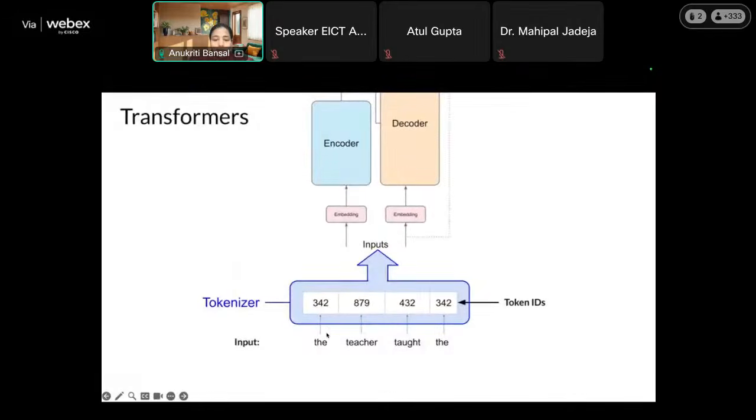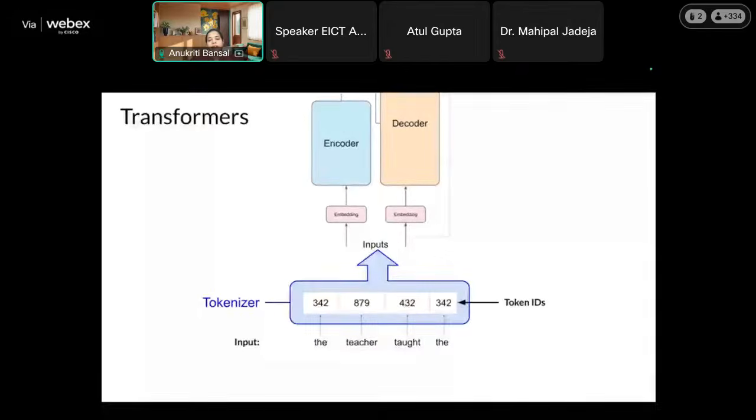So suppose "the" comes at the 342 position in that dictionary. Okay, and I will provide that number to "the". The word "teacher" appears at the location, at the number 879, and so I assign that position to the word teacher. The dot appears at the line number 432, so I assign it this number. So these are my tokens. I'm calling them tokens.